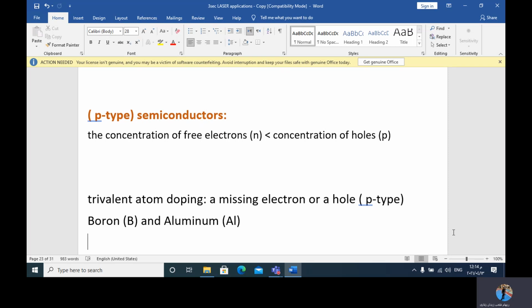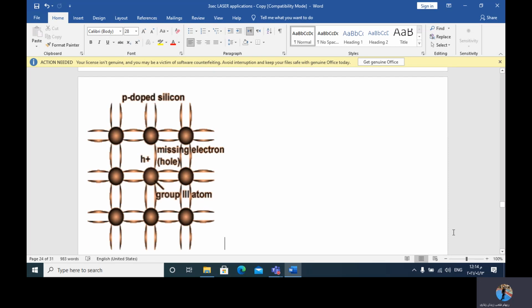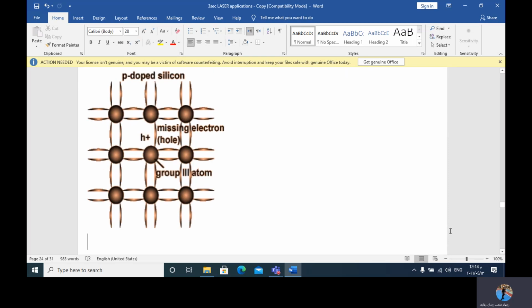I can get the impurity from an atom which has one less electron than silicon, which means trivalent, because silicon is tetravalent. Now, look here. This is p-doped silicon. How is it done? Look at this one. These atoms here are all silicon. The atom here in the middle is not silicon. It is from group 3, which means trivalent.